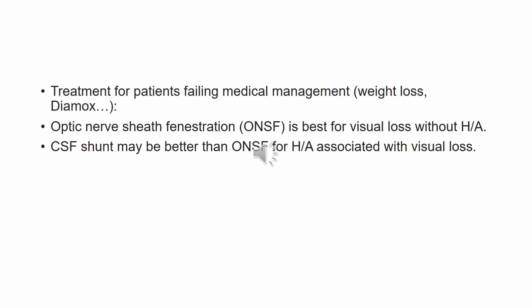For surgery, you have two options, and these options depend on the presentation of the patient. If the patient presents mainly with visual disturbance and severe papilledema, optic nerve sheath fenestration is a better option than CSF shunting. In patients who present with severe headache rather than visual loss, CSF shunting may be better than optic nerve sheath fenestration.